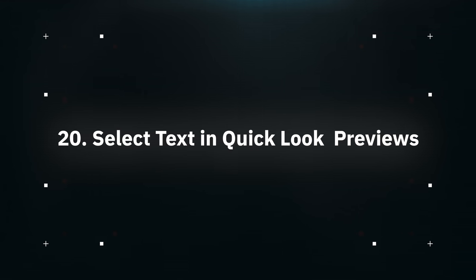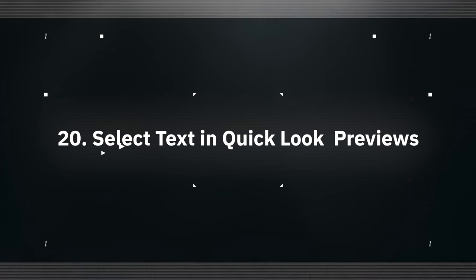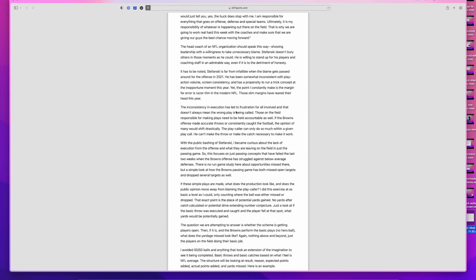If you've ever wanted to select text when viewing a document in Quick Look, then you know that in previous macOS versions, this was unfortunately not something you could do. But in macOS 12, you can now select text in Quick Look in order to copy and paste into other documents more efficiently.